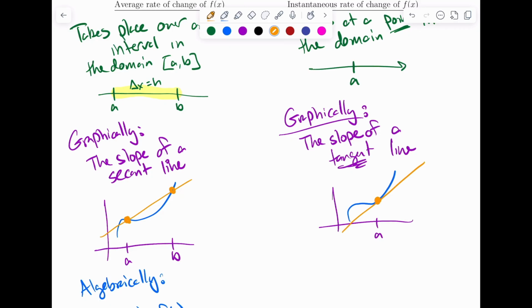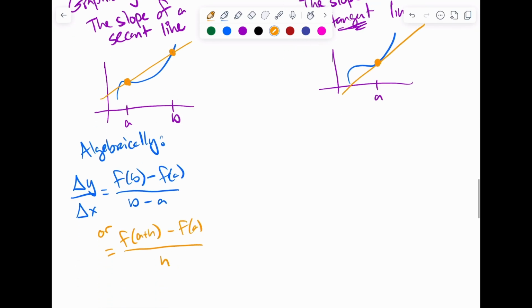Algebraically, how do we do this? Well, kind of like what I just said. If we imagine a secant line going through 2 points that are really close together, that's the idea.